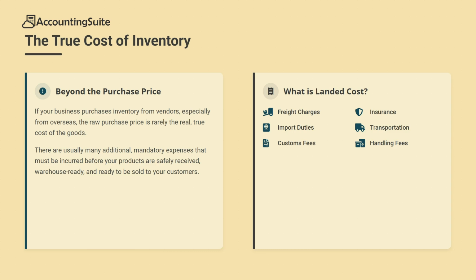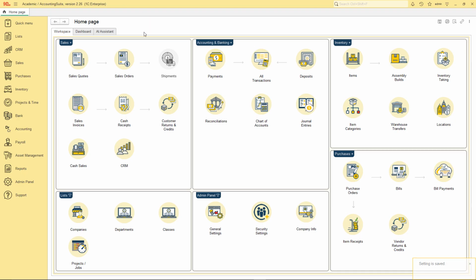Instead of treating these expenses as ordinary operating costs, accounting standards require them to become part of the inventory value. This allows inventory to reflect its true acquisition cost and ensures that product profitability is calculated accurately. Let's see how Accounting Suite makes this process simple.